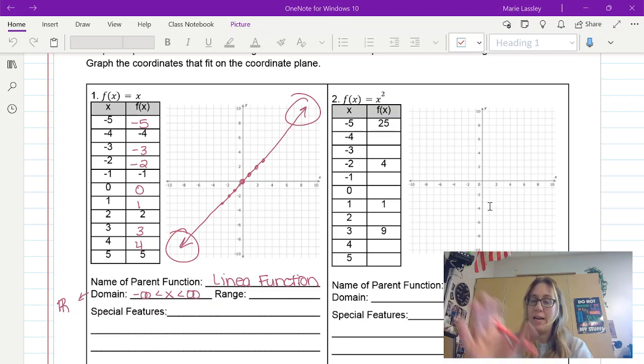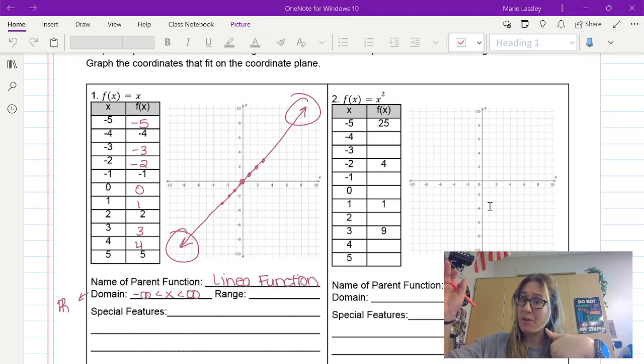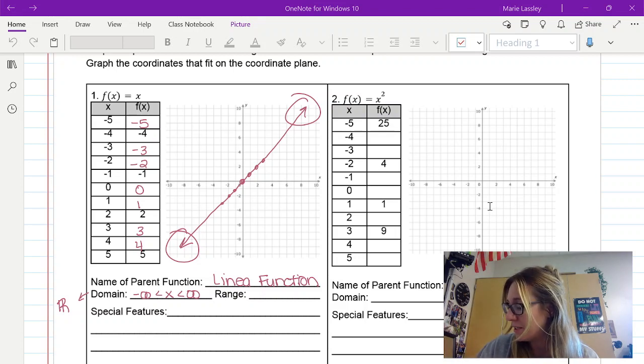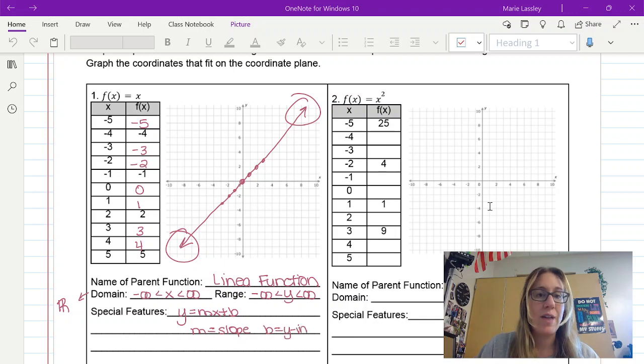Now, because we are pointing up and we are pointing down, that does mean we're going to include all of the y values as well. So our range is going to be the same. We're going to have that -infinity to +infinity with y in the middle, and there you go. There really isn't very many special features of this graph. Maybe just a couple things to take note of. We've got our y equals mx plus b, where m is our slope and b is our y-intercept. All right, so that is our linear function. We should all be feeling pretty good about that.